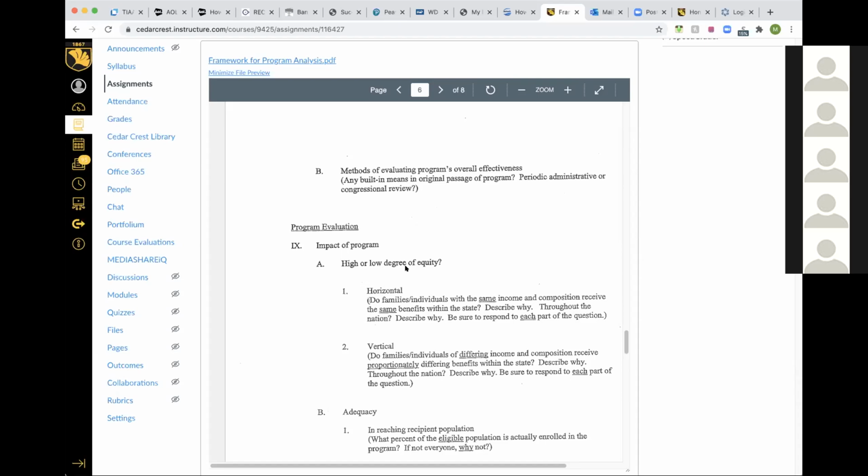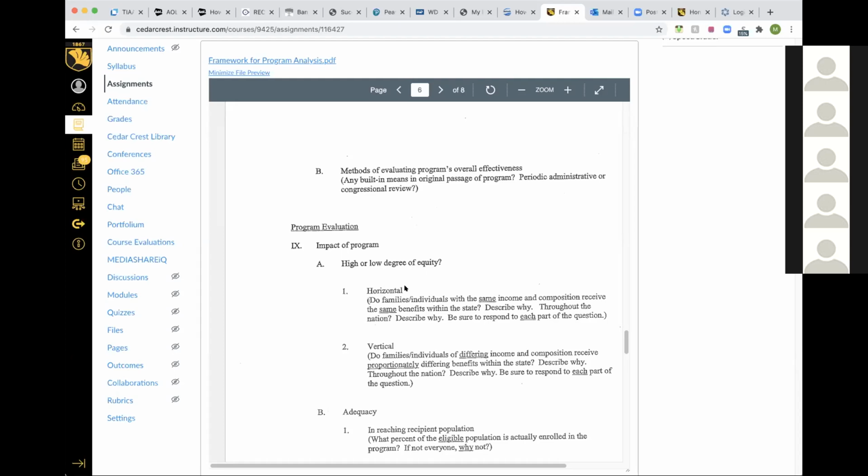So it's high or low degree of equity. Equity is another word for equal. Okay, so you're going to look at horizontal and vertical equity. Now, if you could see me, which you can't, I would say, now, which way does horizontal go? And then the whole class moves their hand back and forth, left to right, like on the horizon, right? And vertical, which way does that go? And everybody moves their hand up and down. That's exactly right. Okay, so horizontal equity.